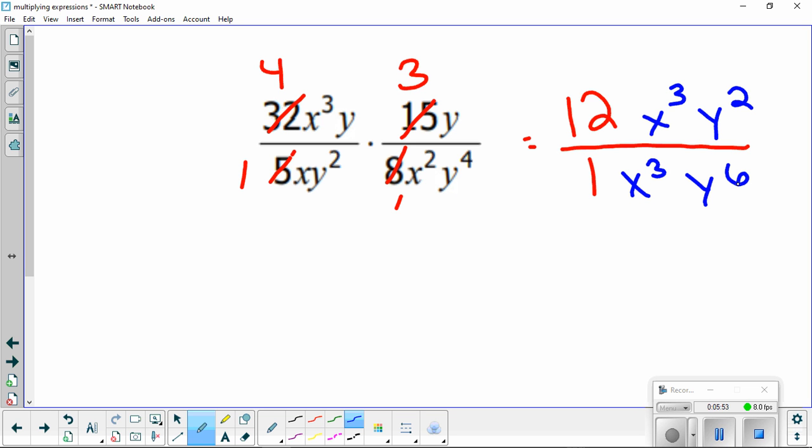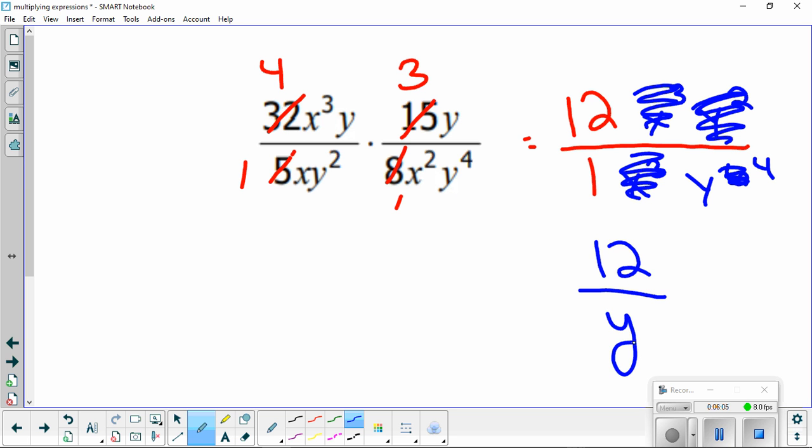So now I can cancel, and look how easy it is to cancel. These guys go with these guys. These guys go and leave me 4. So my answer is 12 y to the 4th. Does that kind of make sense? Okay. So either way works for me. You can squish and then cancel, or cancel and then squish. It's up to you. But make sure at the end, everything's canceled that can be canceled. Questions on this? We've done this one before. This is not new to us, just reviewing it.